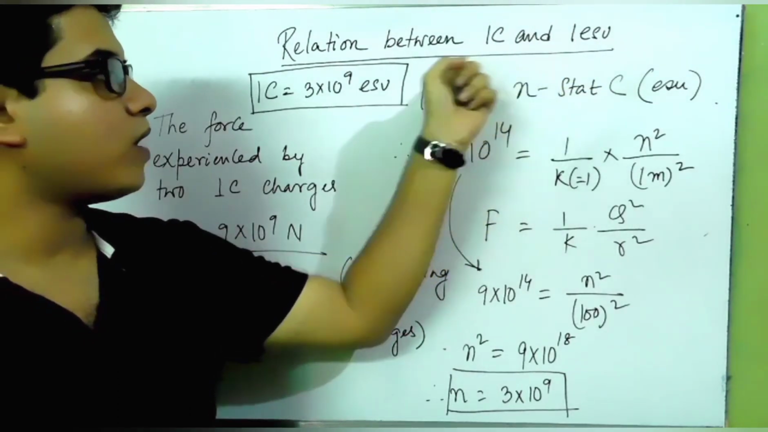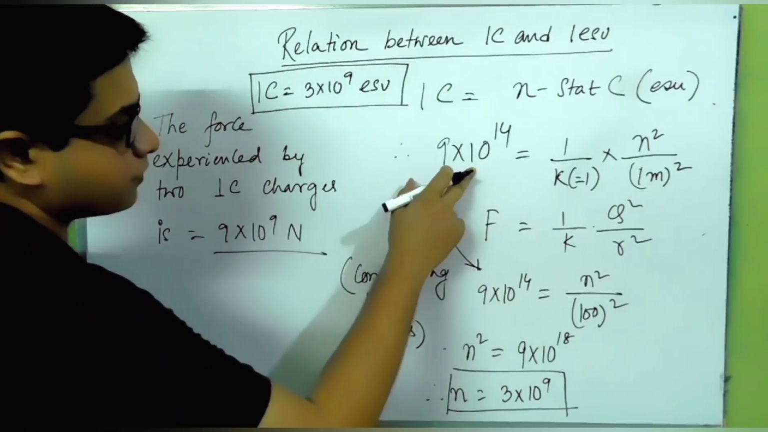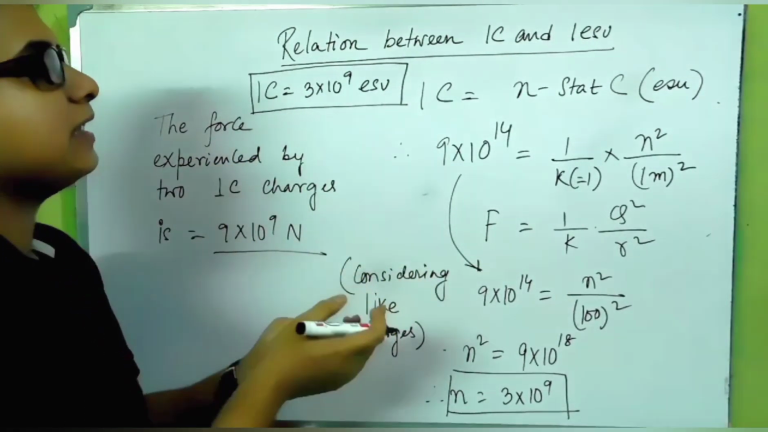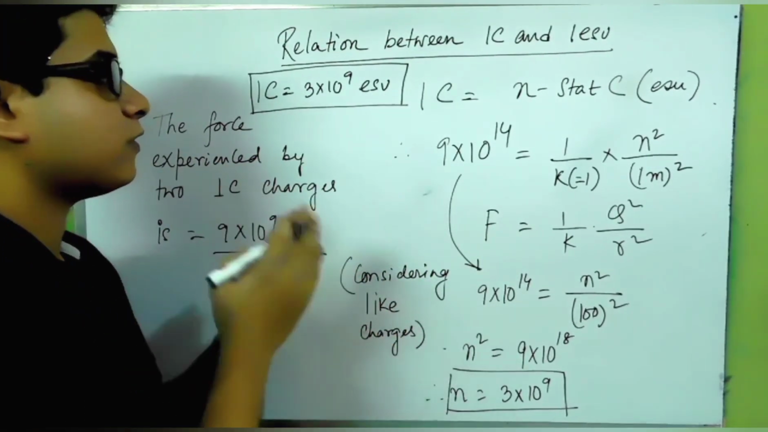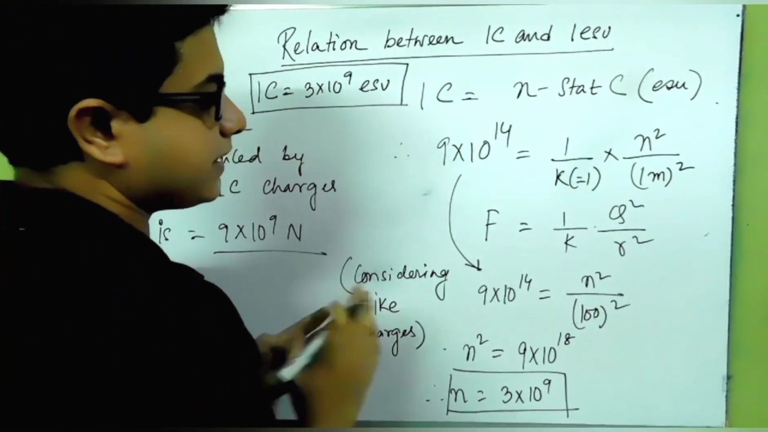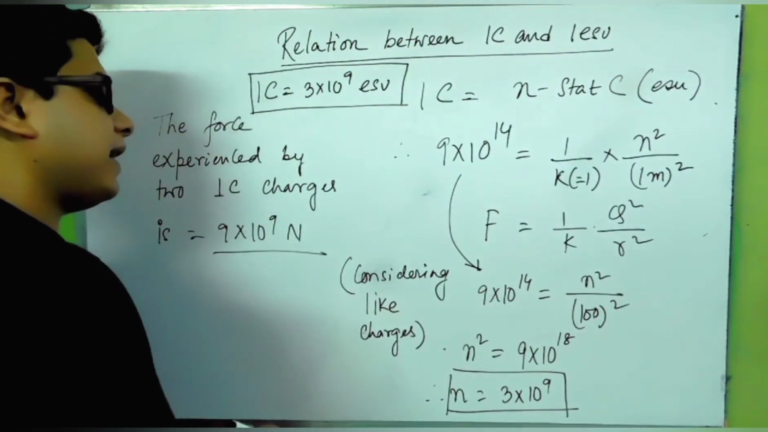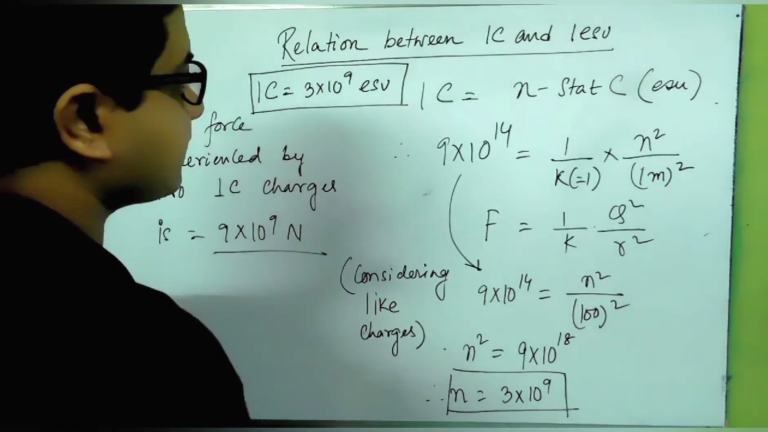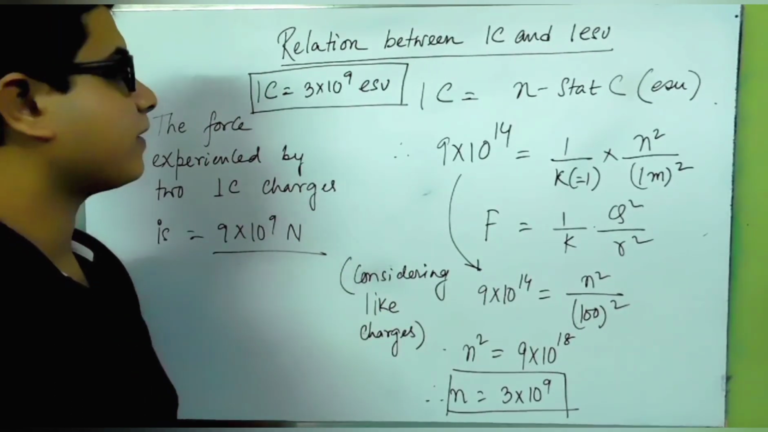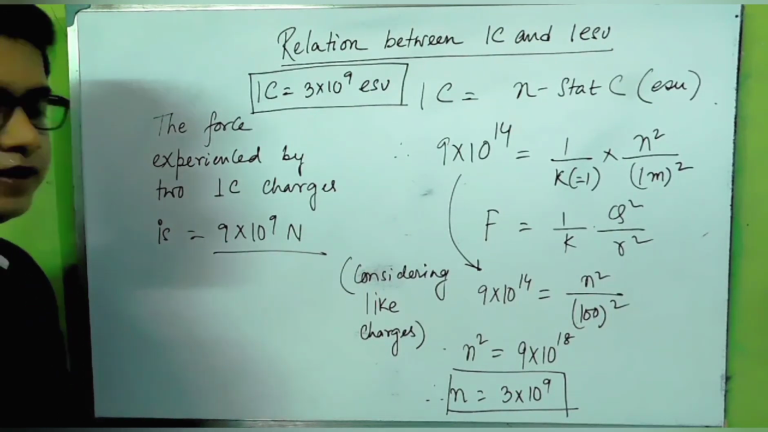Okay, for 1 coulomb to stat coulomb conversion, there is going to be n square in the numerator, and the amount of force is going to be 9 times 10 to the power 14 dyne, because recently we have seen that 1 Newton is equivalent to 10 to the power 5 dyne. So 9 times 10 to the power 14 is equal to n square by 100 square. Therefore n square becomes 9 times 10 to the power 18, and the value of n is 3 into 10 to the power 9. And as the value of n is like that, we can say that 1 coulomb is equivalent to 3 times 10 to the power 9 ESU. Okay, so this is the relation between 1 coulomb and 1 ESU.